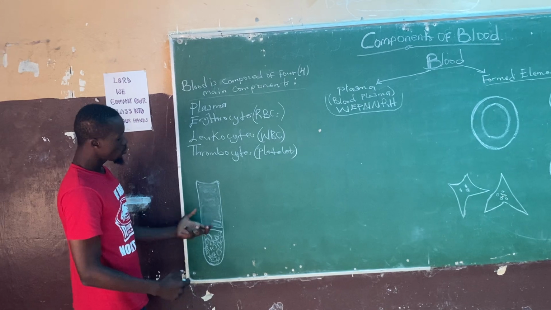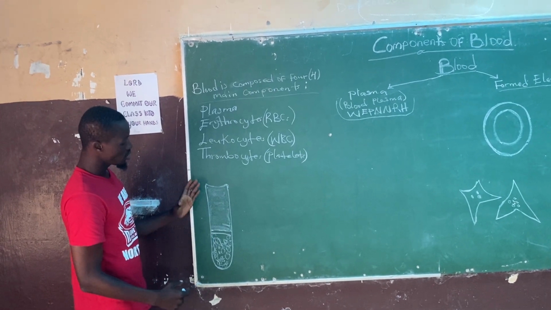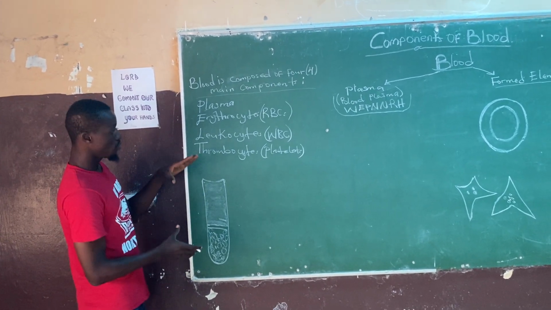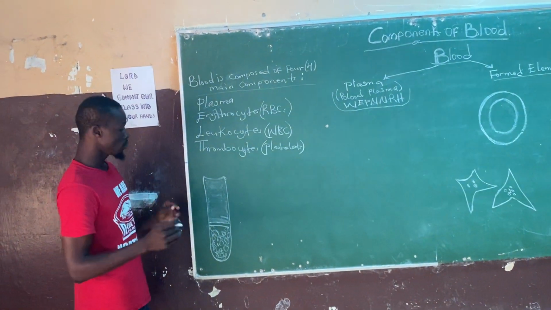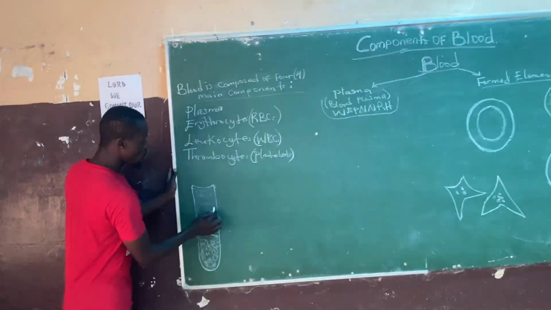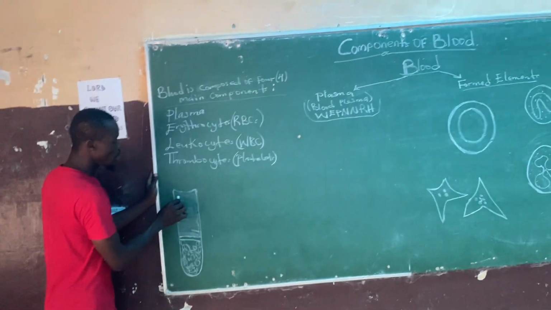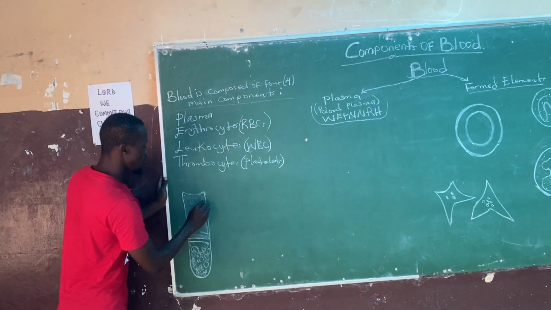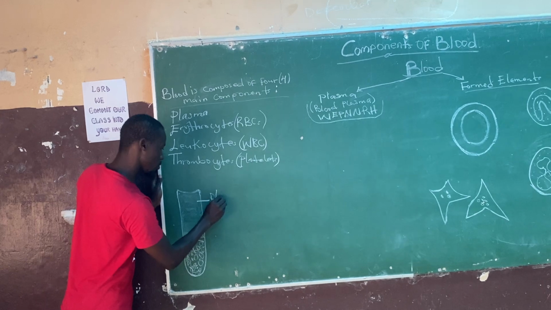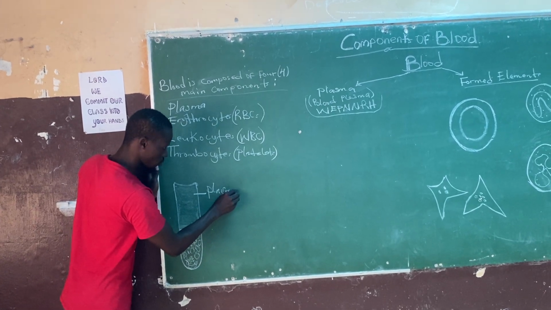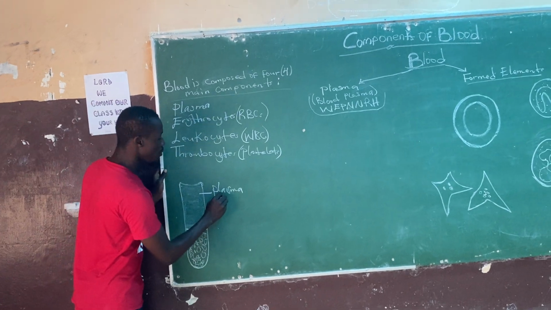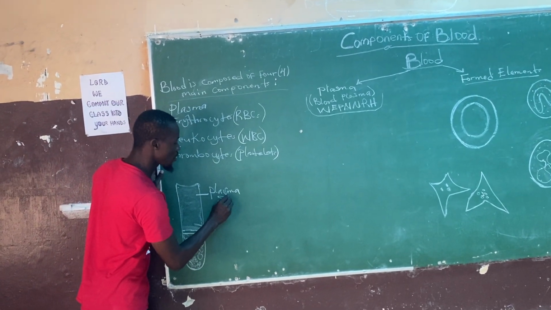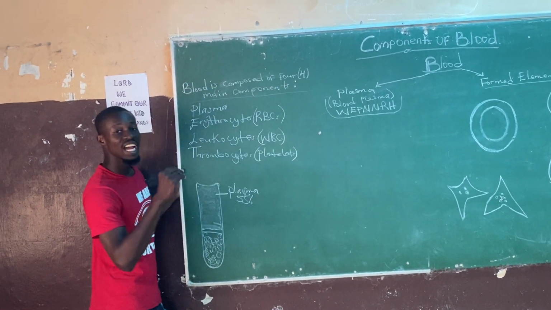In this form, the blood will appear in two major forms, containing the same four components. One appears in this form here, which is a yellowish form referred to as the plasma component. Now, this plasma component contains about 55% of the entire blood.